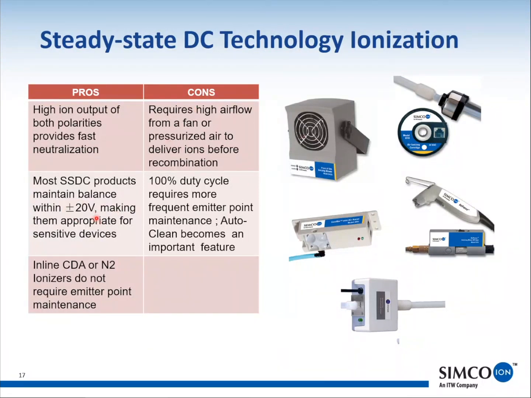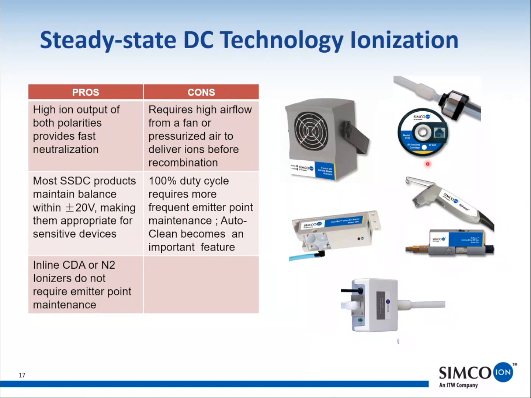This is probably not accurate, really. Most steady-state DC products, good steady-state DC products, have plus or minus 3 or 4 volt balance now. Again, 100% duty cycle. You've got to deal with making sure your emitter points are working properly.